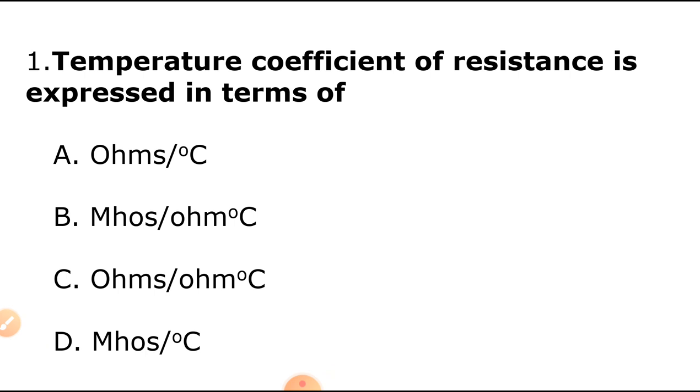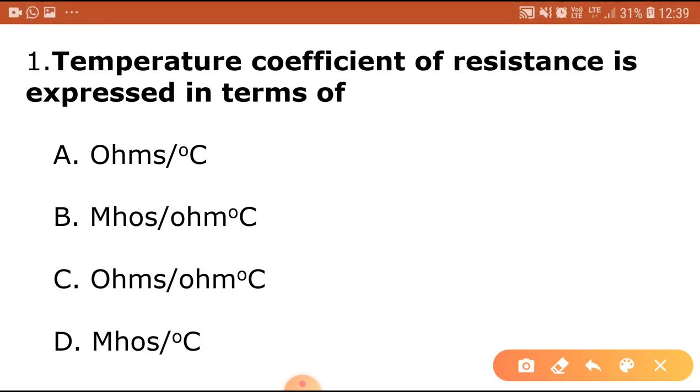Question number 1: temperature coefficient of resistance is expressed in terms of, that is, you have to choose the correct answer, which is the unit of temperature coefficient of resistance. So option C is the right answer, that is ohms per ohm degree Celsius. Option C is the right answer.